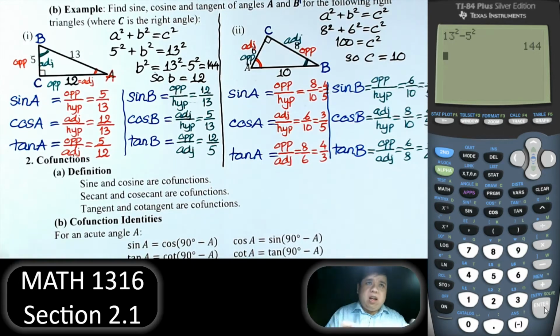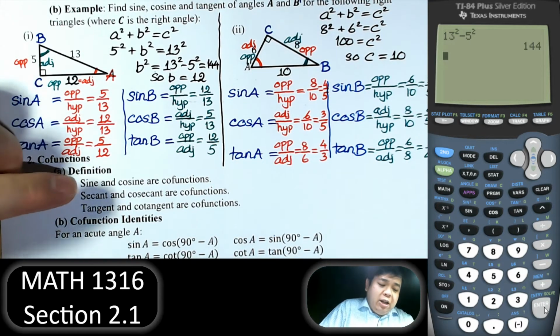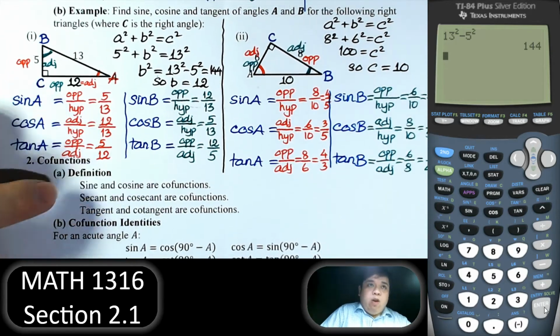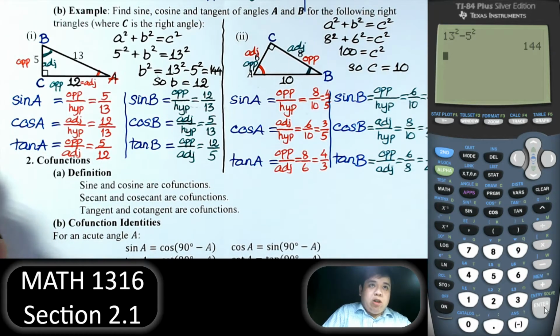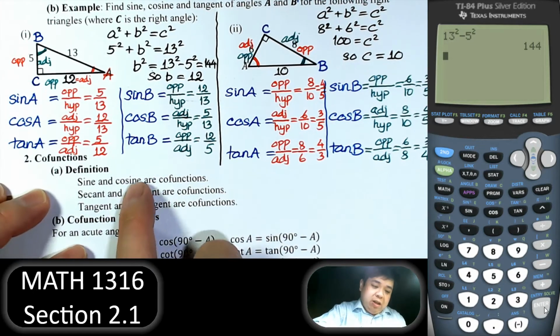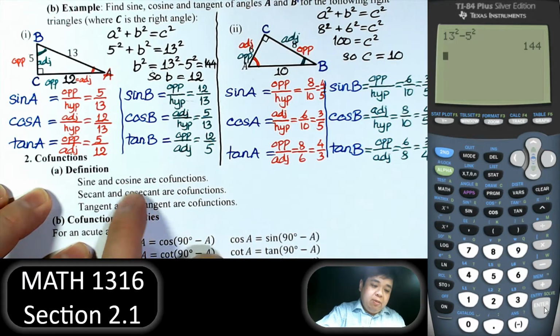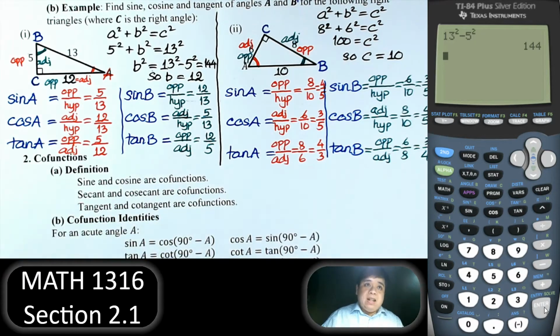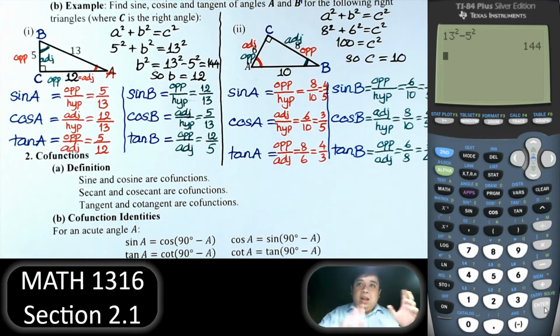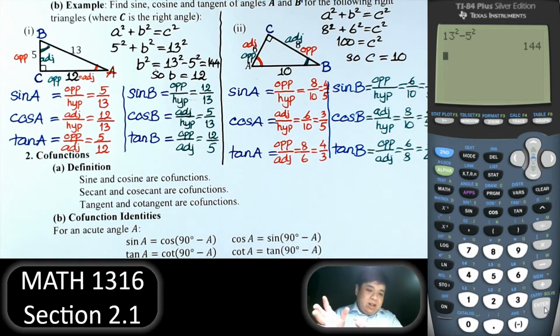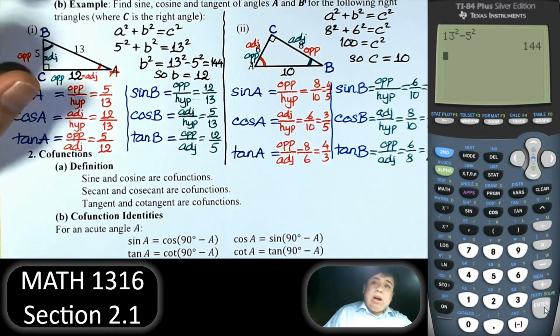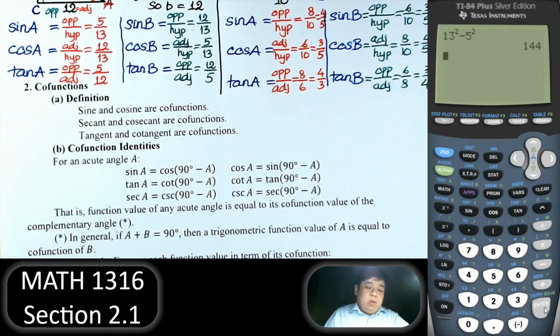Right. More precisely, we have the cofunction identities. First, sine and cosine are cofunctions. Secant and cosecant are cofunctions. Tangent and cotangent are cofunctions. The reason we call them cofunctions is because there's a co prefix: sine, cosine, secant, cosecant, and then tangent, cotangent. Those are cofunctions, right? What are the properties?